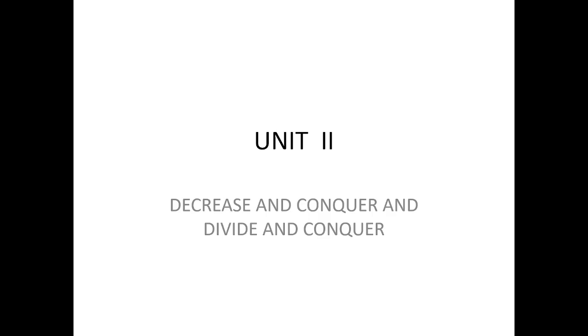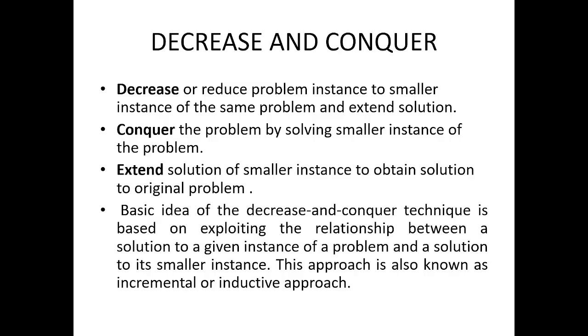Today we are discussing Unit 2 of Design and Analysis of Algorithms, which is decrease and conquer and divide and conquer. First of all, decrease and conquer means we reduce the problem by taking only an instance of the problem, solve it, and combine the solutions we get from the instances of the subproblems, and then we extend the solution to the remaining problem. This is the basic concept of decrease and conquer.